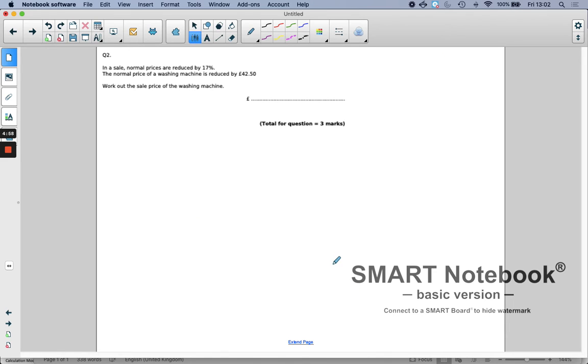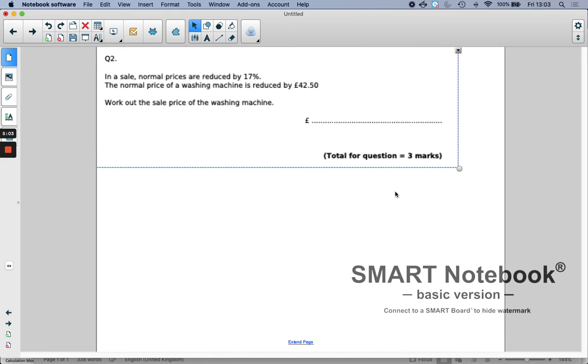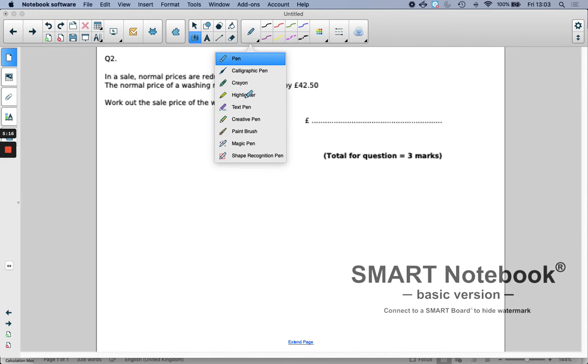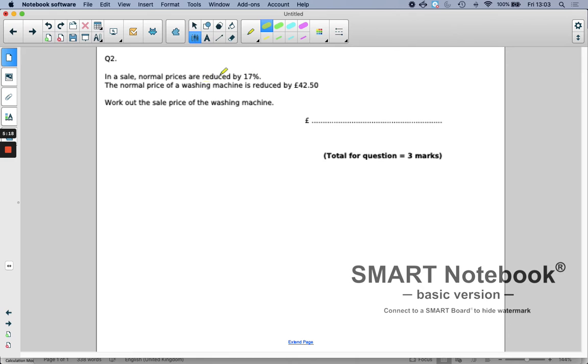On to question 2. It says that in a sale, normal prices are reduced by 17%, and the normal price of the washing machine is reduced by £42.50. We want to work out the sale price of the washing machine. That tells me that the 17% is equal to £42.50. It's been reduced by that.